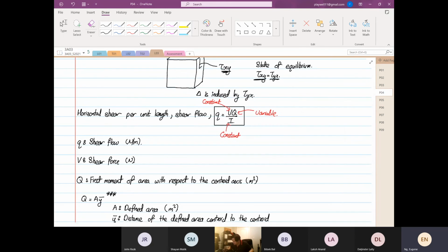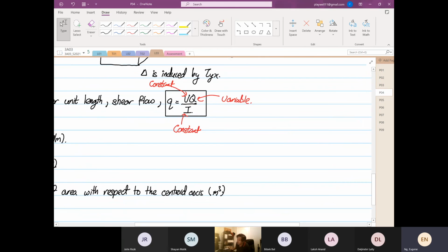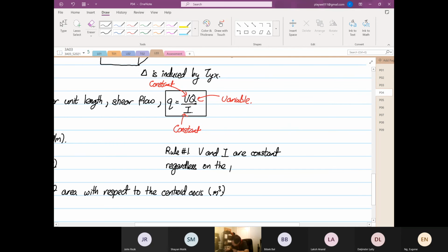Rule number 1 is this. I'm going to write rule number 1 over here. Rule number 1 is that V and I are constant, regardless of the point of analysis. So this is rule number 1.